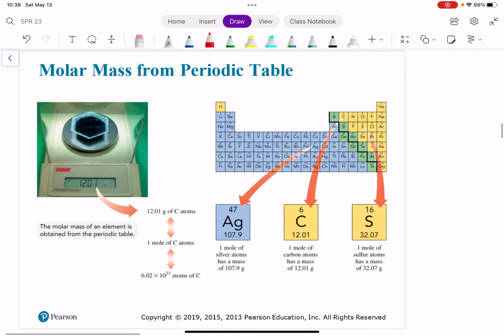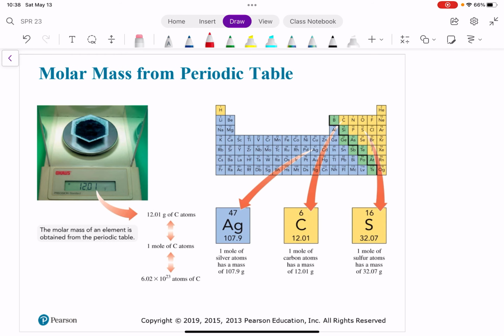All right, so again, looking at the periodic table, just some examples. We've got sulfur over here, atomic number 16, with an atomic mass number of 32.07. So that means 1 mole of sulfur atoms has a mass of 32.07 grams. Okay, so molar mass, 32.07 grams for sulfur. What's the molar mass for carbon? Yeah, 12.01 grams. What's the molar mass for silver? Yeah, 107.9 grams.